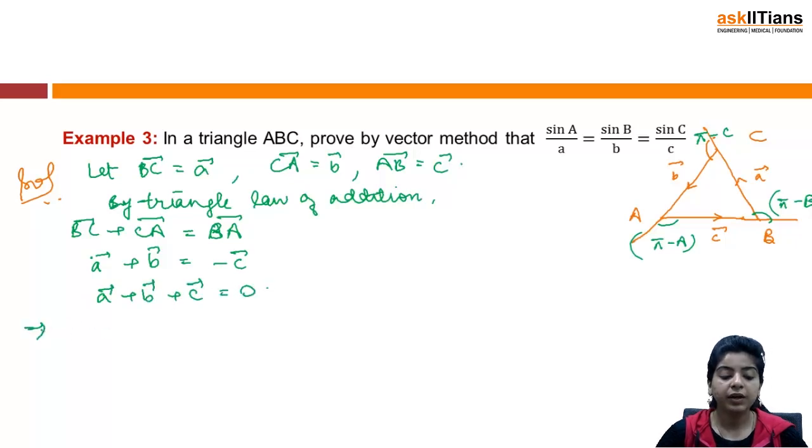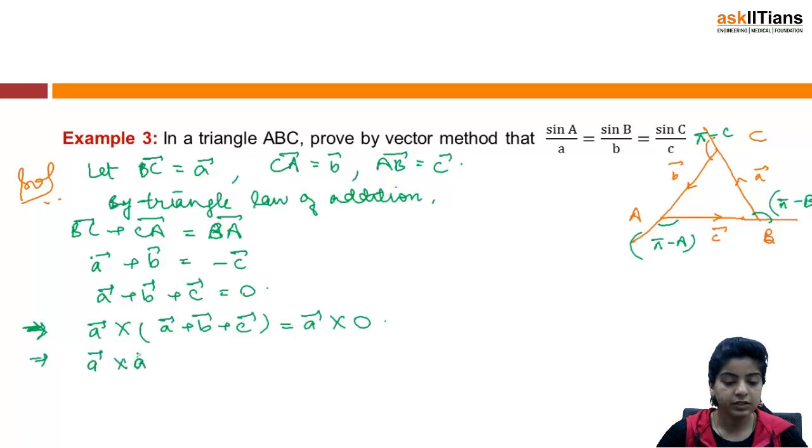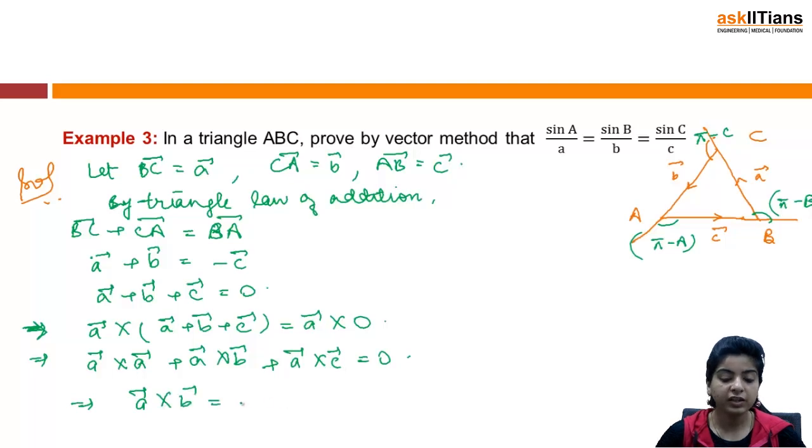Now, if I pre-multiply both sides, if I take the cross product of both the sides by A, then what do I get? A cross (A plus B plus C) would be equal to A cross 0. So this gives me A cross A plus A cross B plus A cross C would be equal to 0. This further gives A cross B would be equal to minus of A cross C, or that just means A cross B would be equal to C cross A, and in fact this would be equal to B cross C.